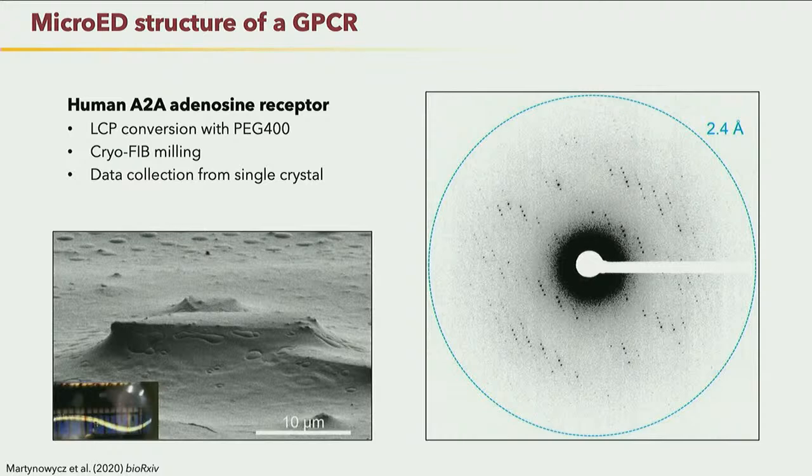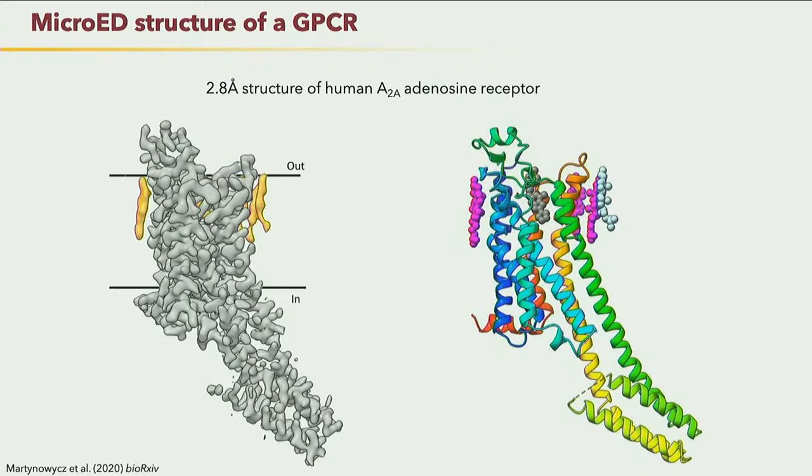And then we get this beautiful 2.4 angstrom diffraction pattern. Whereas before, remember I said those little tiny ones, by the time we got them thin enough, they only diffracted about 4.5. So now we can actually collect diffraction data. And we were able to use this and solve a 2.8 angstrom structure of this A2A receptor. And it looks just like you'd expect a GPCR to look like.